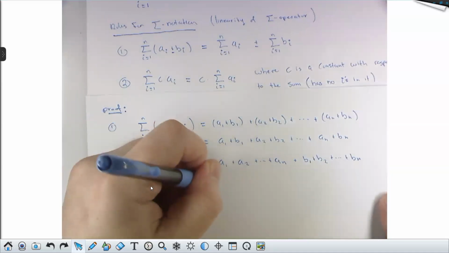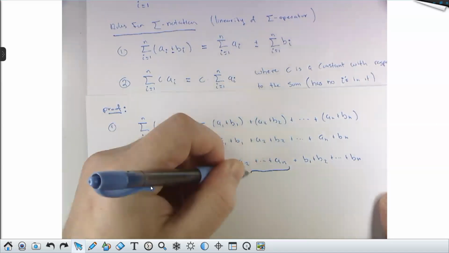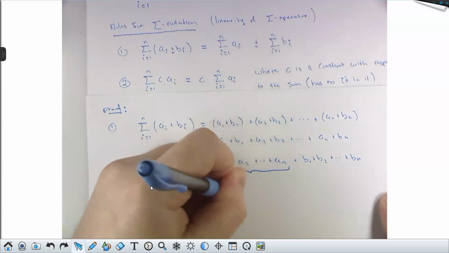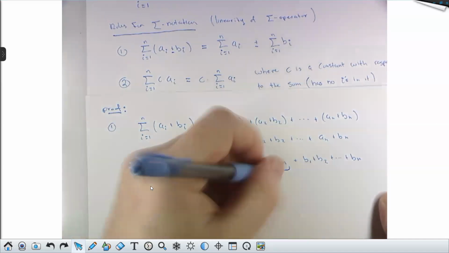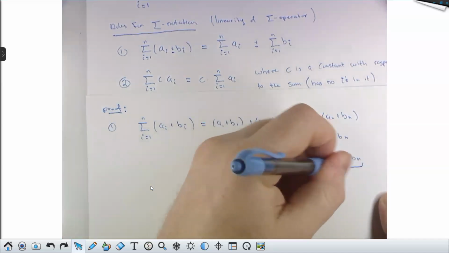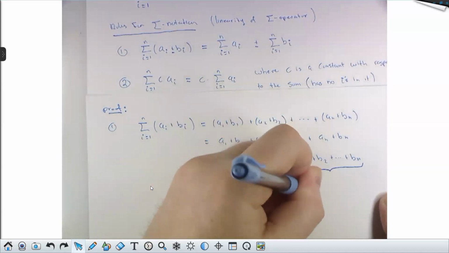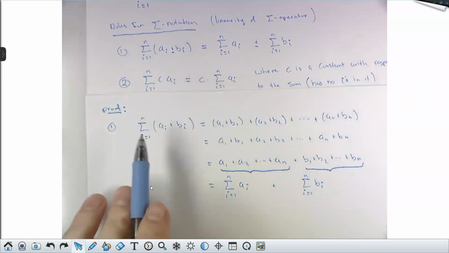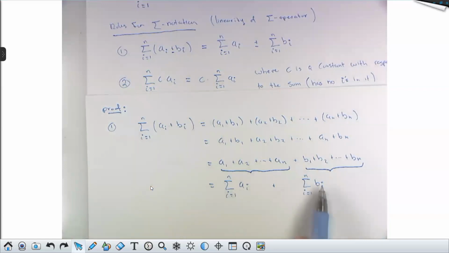And now if I rewrite this in sigma notation, this first piece is sigma i from 1 to n of a_i, plus the second piece is sigma i from 1 to n of b_i. And that's the proof. Sigma of a_i plus b_i is equal to sigma a_i plus sigma b_i. And if these were being subtracted, the same sort of argument would work just fine.